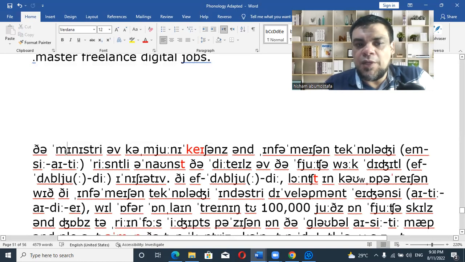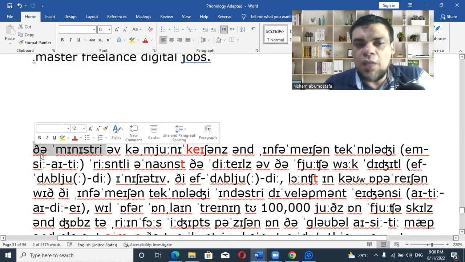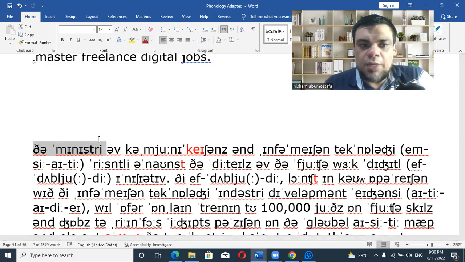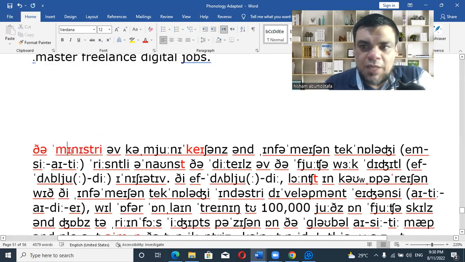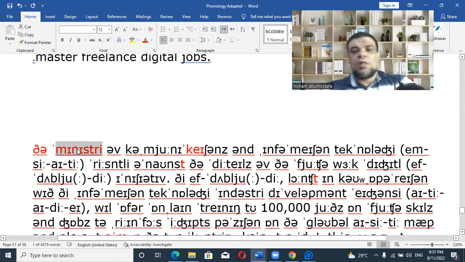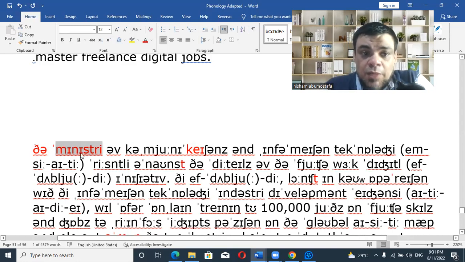The ministry, what is this called? This is called a rhythmic unit. Okay, because it has the stress. Where is the main stress? The main stress is here on the first syllable of ministry. What about this? Here we have, this is called stress group. So the ministry. How many syllables? 3 syllables. Okay, this is the primary stress lies here.